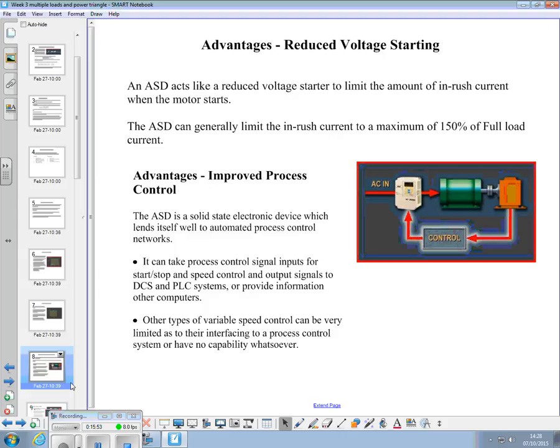Other types of variable speed control can be very limited as to their interface to the process control system or have no capability whatsoever. So these are pretty good for that, inverters.